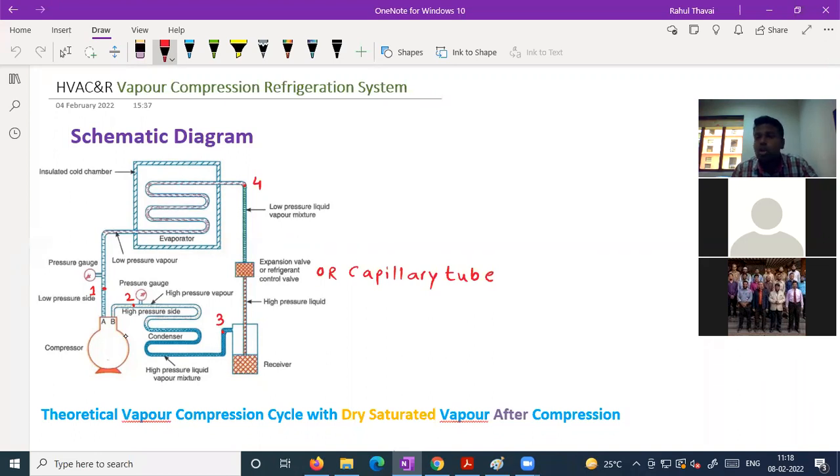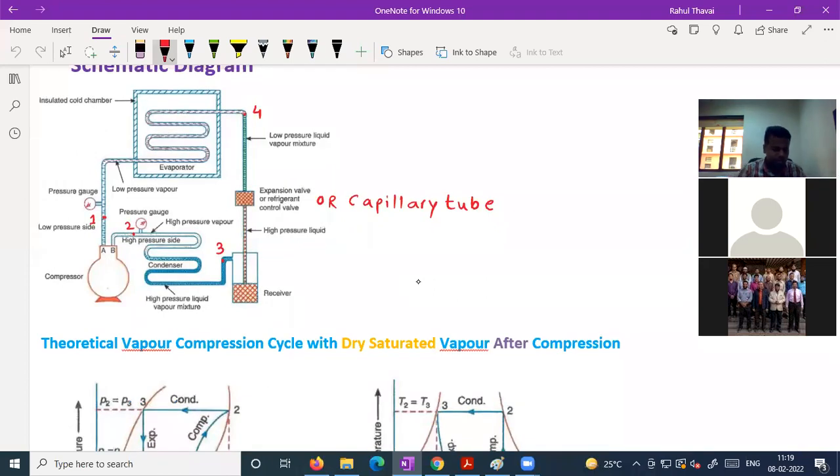So this is how it works as a closed system. It's a closed cycle. First it gets compressed, then it gets condensed, then it gets expanded and further it gets evaporated. This is how the cycle repeats. So this is basically the closed system. Is there any problem with this, all of you? No, sir.